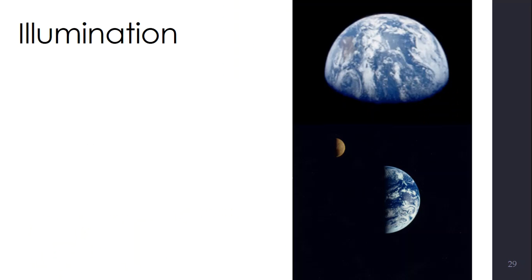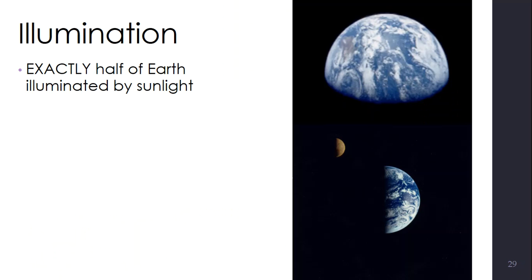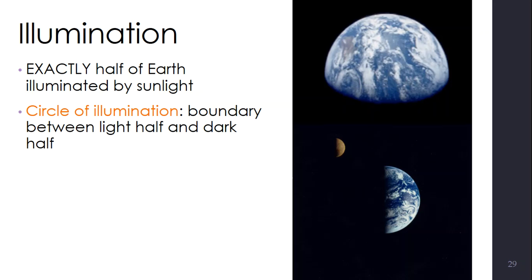When we look at what part of the Earth is illuminated by the light from the sun at any given time, exactly half of the Earth is illuminated by sunlight. This is called the circle of illumination, that boundary between the light half and the dark half. We knew it, but we couldn't really see it very clearly before we sent people to space in order to take pictures of it and sent satellites up. We knew that it was half, but it's really kind of a very stark image.